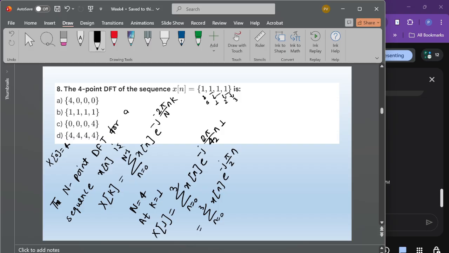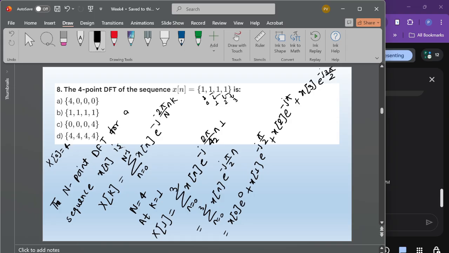Now put the values of n. So x of 0 e to the power 0, again x of 1 e to the power minus j pi by 2. If we are putting 1 here, then x of 2 you will get e to the power minus j pi, because this 2 will be cancelled out. Now for x of 3 you will get minus j 3 pi by 2, right? Now just calculate e to the power minus j pi by 2, e to the power minus j pi, and e to the power minus j 3 pi by 2 values.